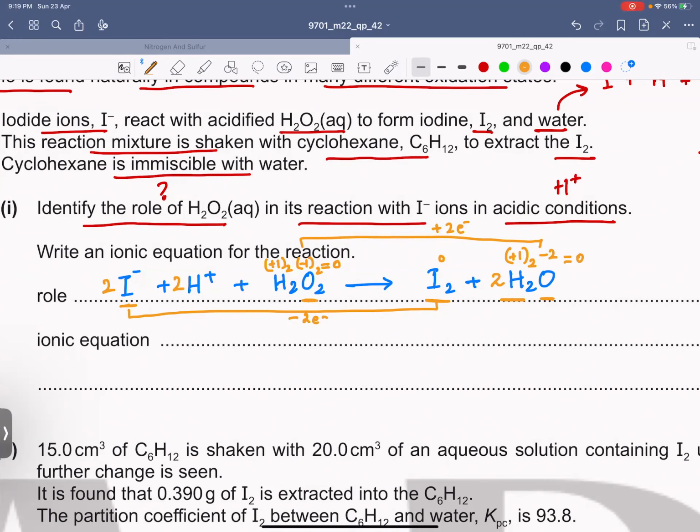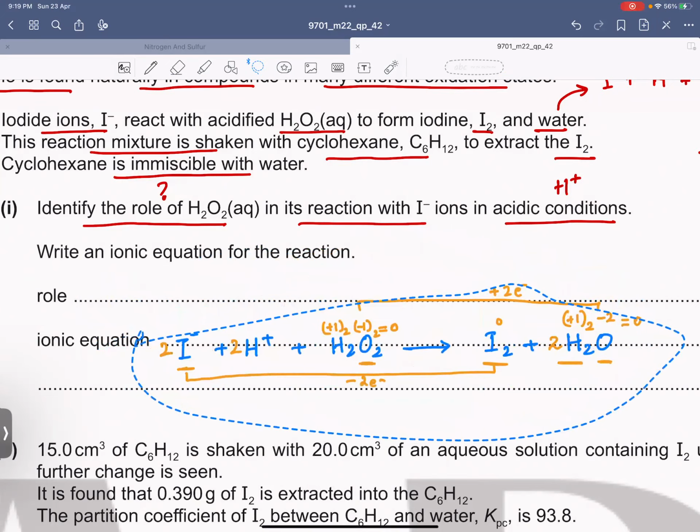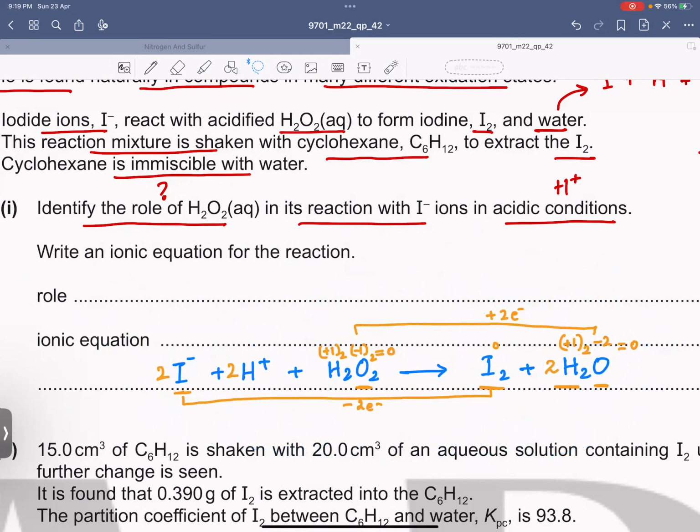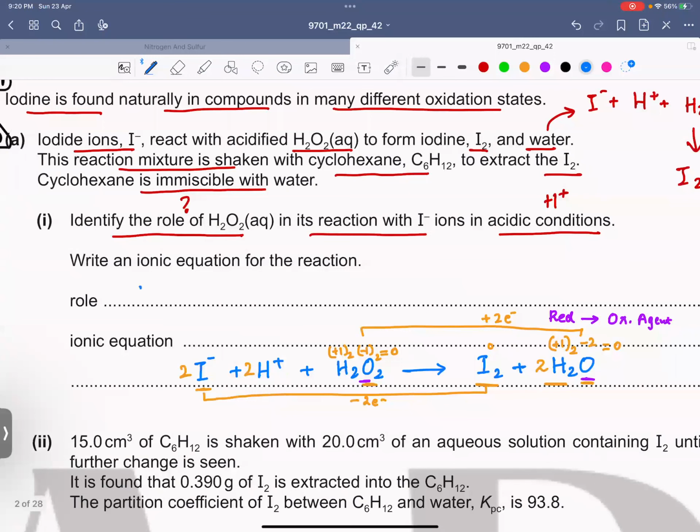Is this understandable to everyone? Okay, I do one thing. So this is the equation. Now, if you see here, oxygen is -1 and becoming -2, which means oxygen is undergoing reduction. And if oxygen is undergoing reduction, then it means H2O2 is the oxidizing agent. So the role they have asked for, the role of H2O2, is oxidizing agent, and we have completed the equation as well. Yes, is this understandable to everyone? Yes, is this clear? Yes, sir. Okay.